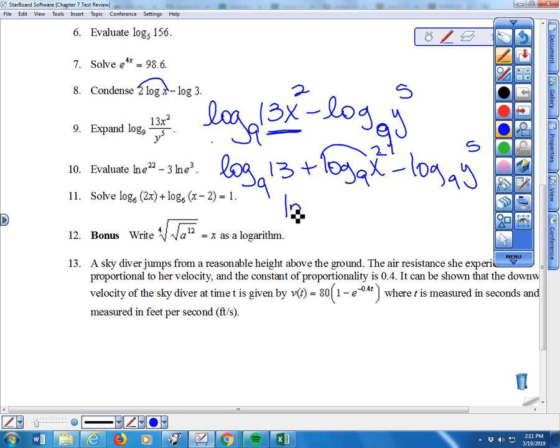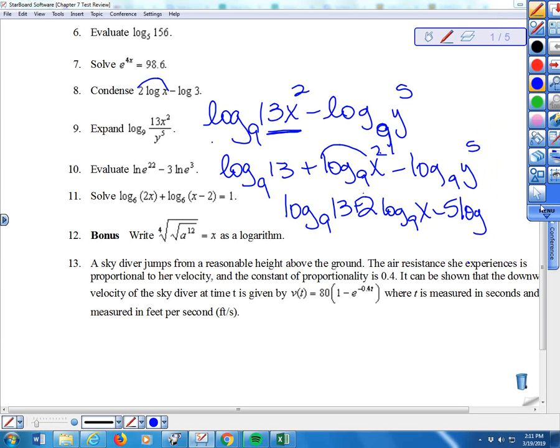My final answer then, 2 log base 9 of x minus 5 log base 9 of y. This one's the one most people forget about, because you see that as one term instead of a product of 2 terms. So you forget to break that up.